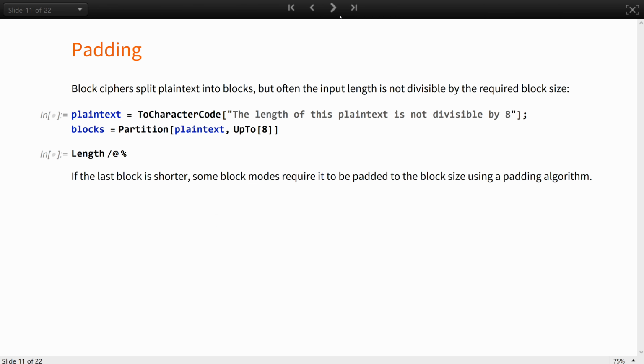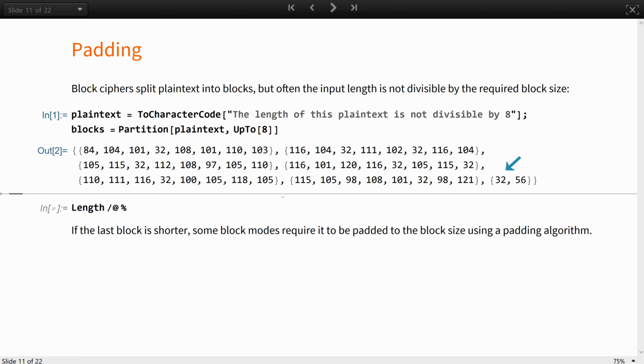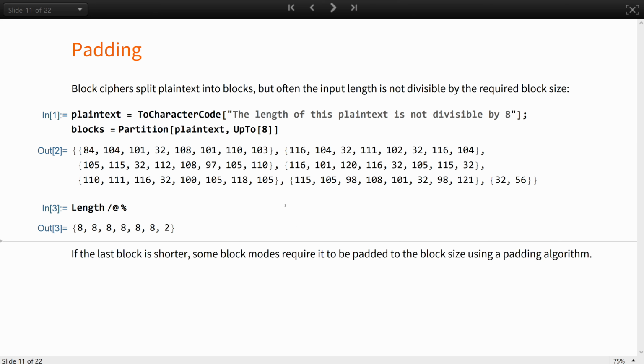Block ciphers split plaintext into blocks of fixed size for processing, but it's very common that the input length is not divisible by the required block size. Like here it's 8, and the last block is just 2 bytes long. If the last block is shorter, some block modes like CBC require it to be padded to the required block length using a padding algorithm. For example, fill it with some special padding bytes.